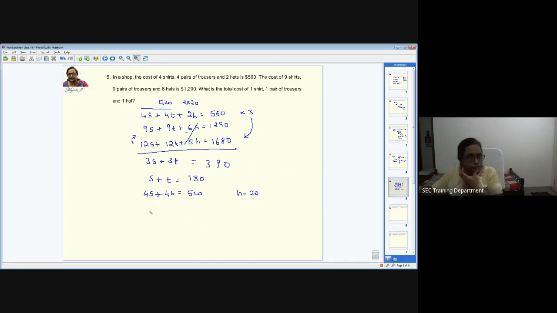Now you're asked to find one shirt, one trouser, and one hat. You know that the value of one shirt and one trouser is 130. From this equation, we know that. And one hat is 20. So when you add all three, 1S plus 1T plus 1 hat, it is nothing but 130 plus 20, which is 150. That's the answer. Thank you.